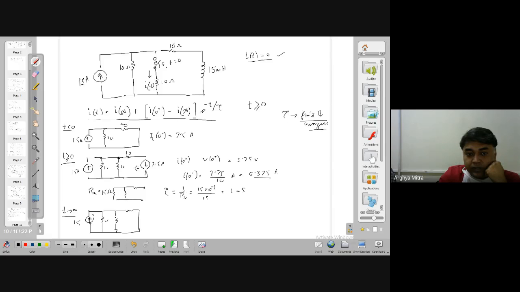This is 15, 10, 10 and 10. It will be divided, so the current flowing through this will be 1/3 of 15. So I infinite is equal to 5 ampere. So I have all the values now. I can express IT.